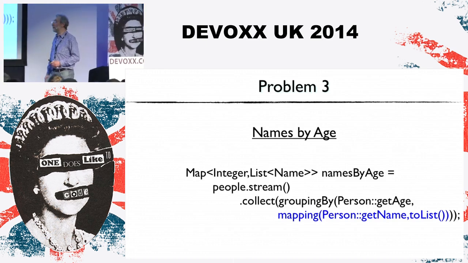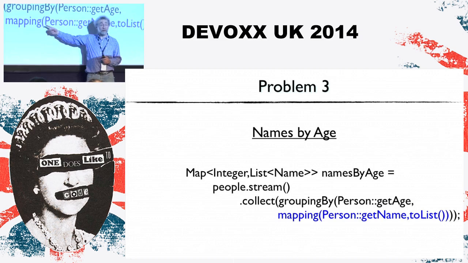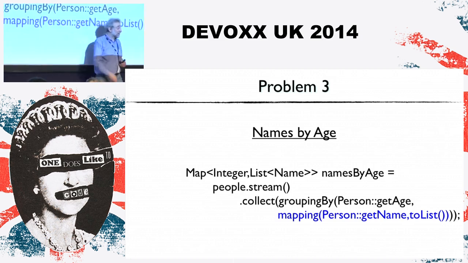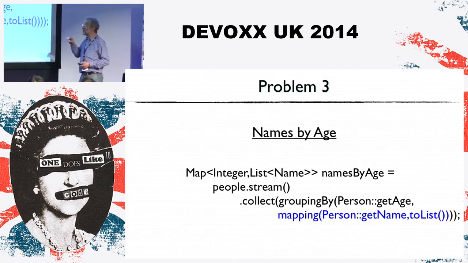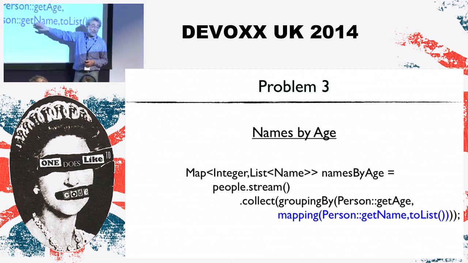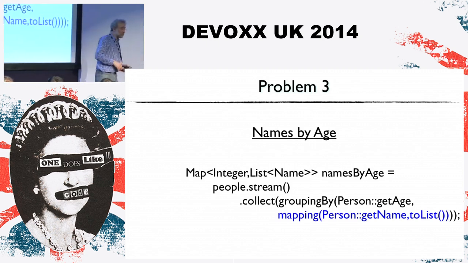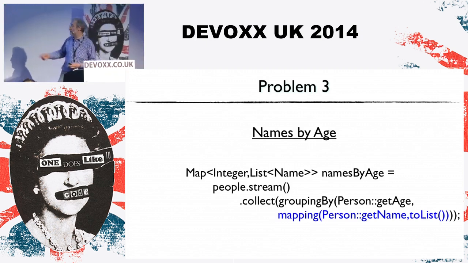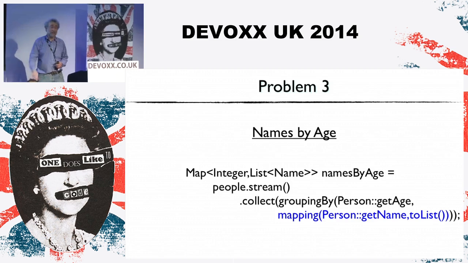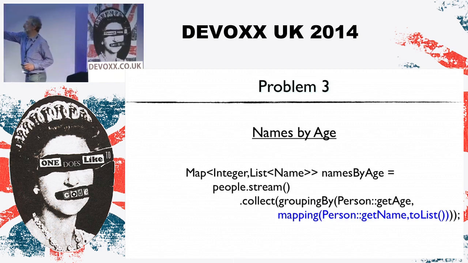ToList is by default for grouping by, but it's not by default for the mapping collector. People quite often ask that question. The reason it isn't is because mapping is only intended to be used in this downstream context. It doesn't really make any sense to use it otherwise. There's probably no sensible default to be chosen, so you're going to have to say it. Mapping doesn't have an overload without the collector there.